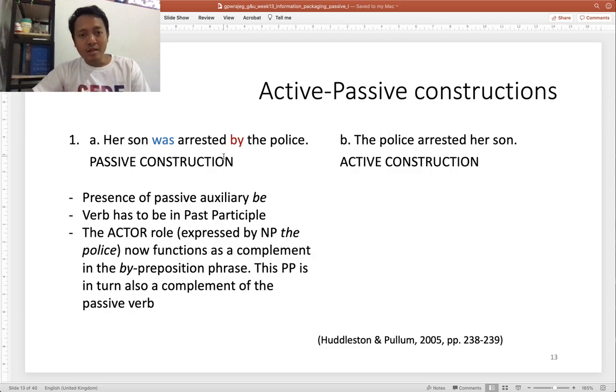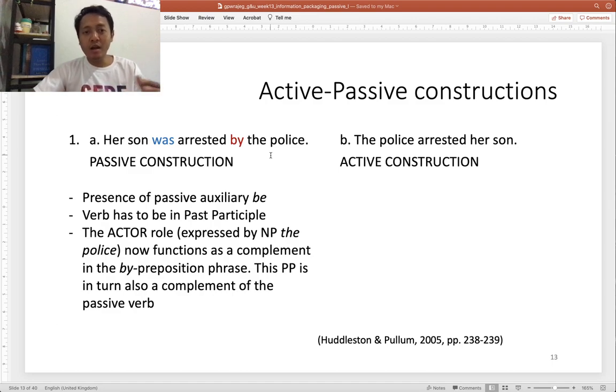And in addition to that difference, there is also an auxiliary present in the passive, and the verb of the passive clause in English has to be in past participle form. And then the participant that has the actor role now functions as a complement in the passive, a complement of the preposition by, and this prepositional phrase is in turn also a complement of the passive verb.